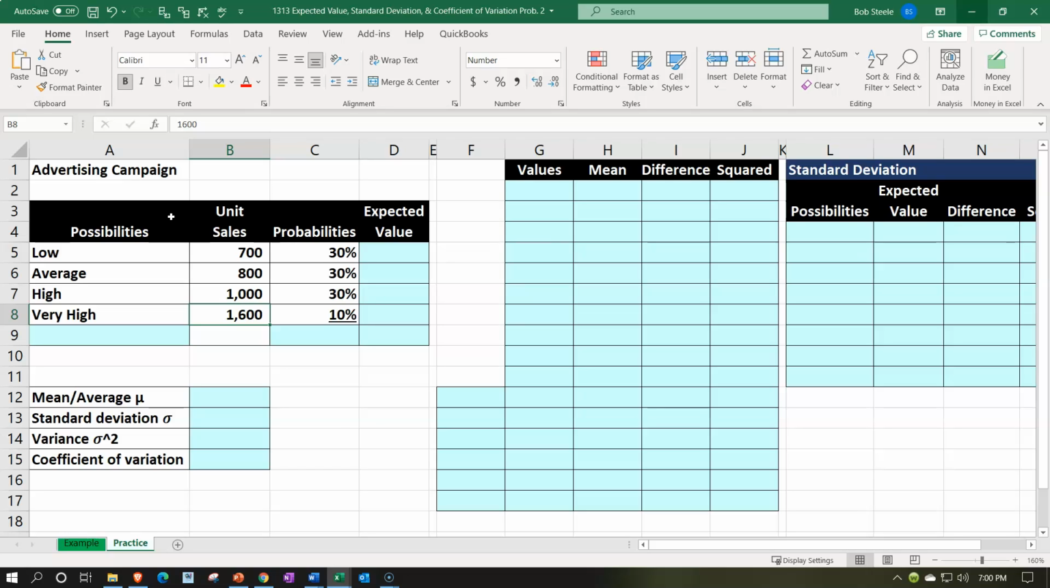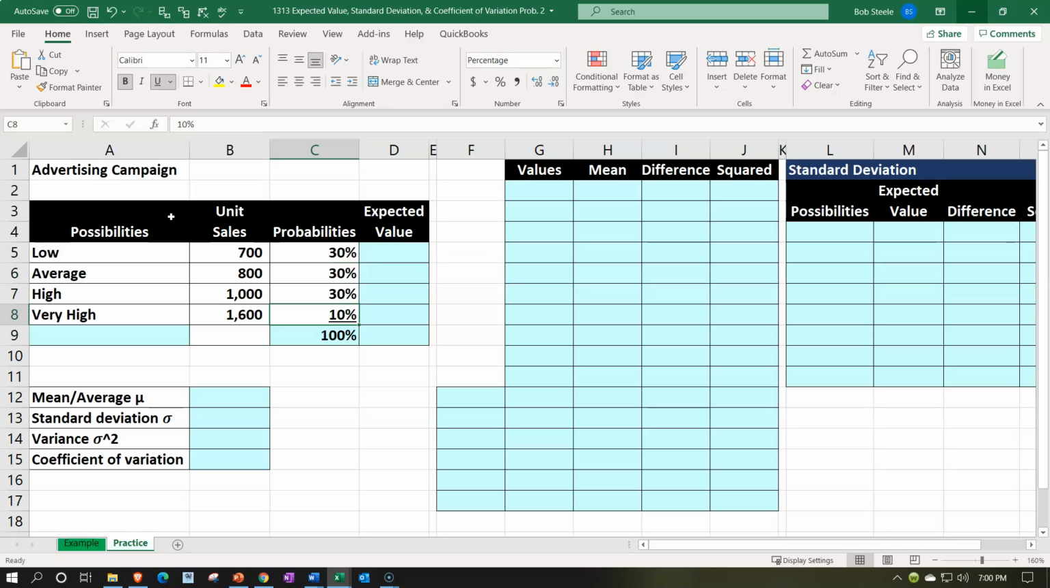So the next thing we would do is calculate or figure out what we think the probabilities will be of those results happening. The probabilities having to add up to 100% here. So we think that the low is 30, average 30, high 30, and very high is 10%.